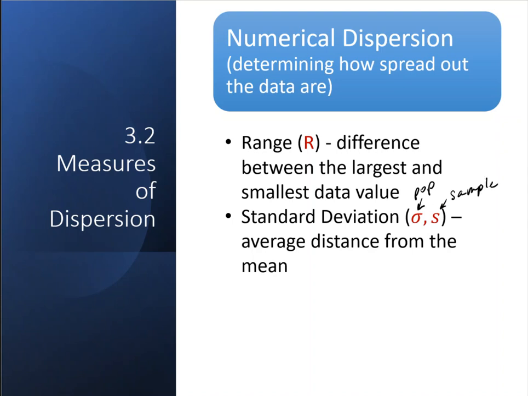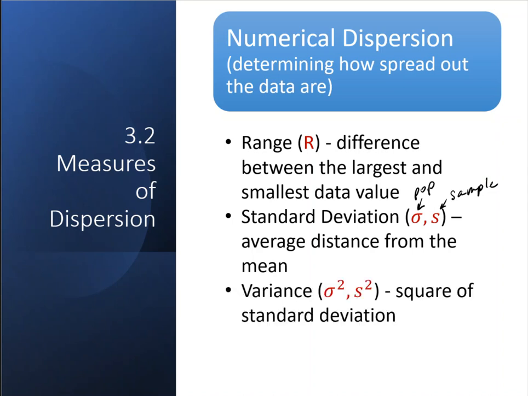And again, standard deviation we're defining as just that average distance from the mean. The third and final type of numerical dispersion is variance. Notice that variance is really just the square of our standard deviation, so we're going to use the same symbols, we're just putting them with a square symbol at the top.